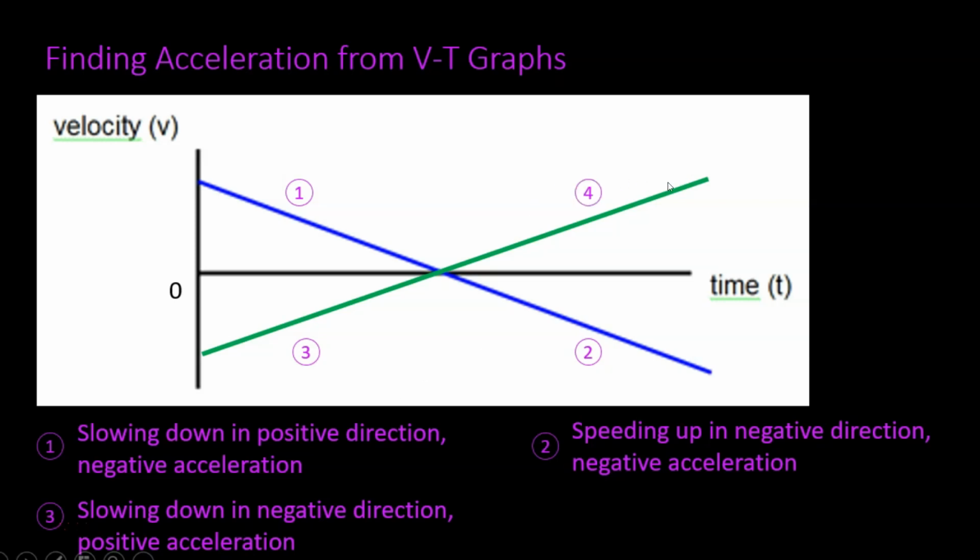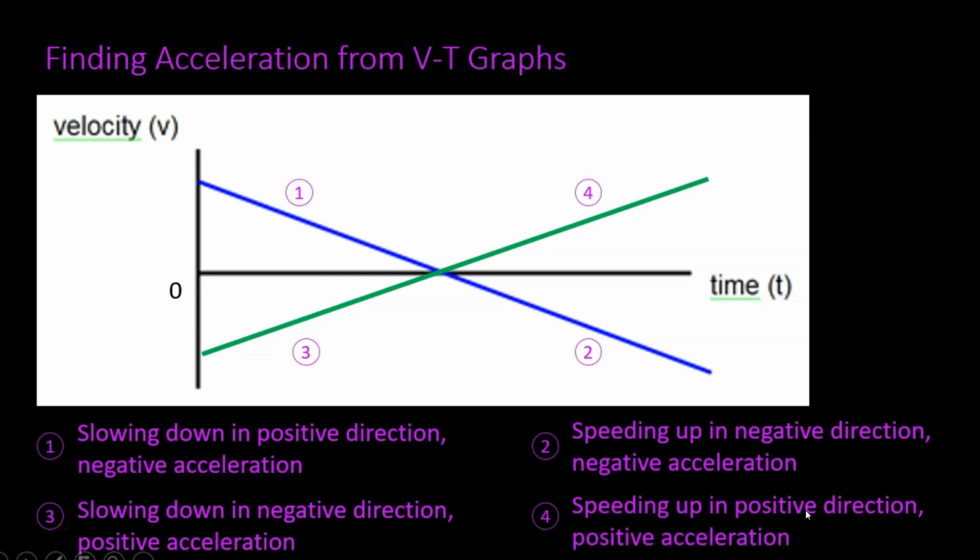Finally, let's look at the fourth region up here when this line is in the positive velocity range. We are starting at 0 here and getting to higher and higher velocities, so we are speeding up in the positive direction. Speeding up in the positive direction gives us positive acceleration, both because the slope of the line is positive and anytime you're speeding up, the acceleration and motion are in the same direction.